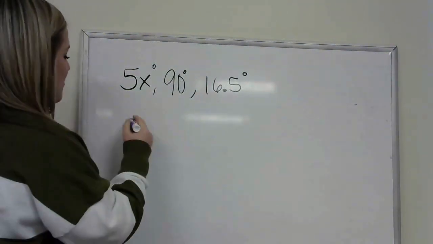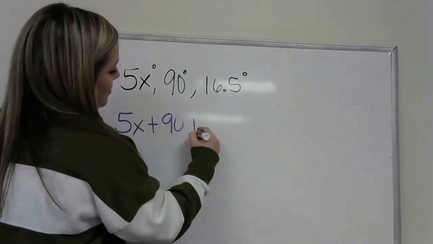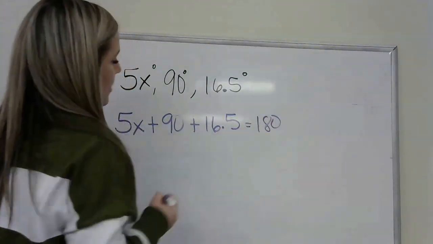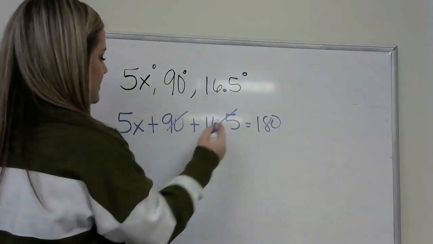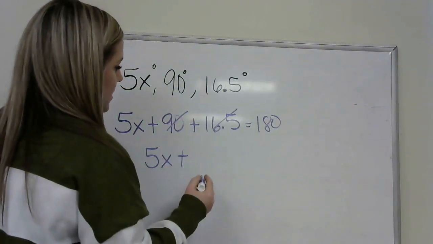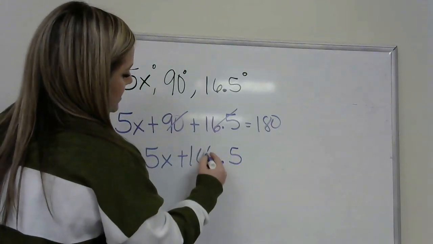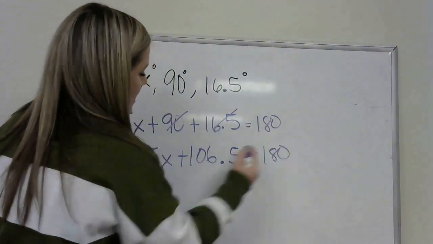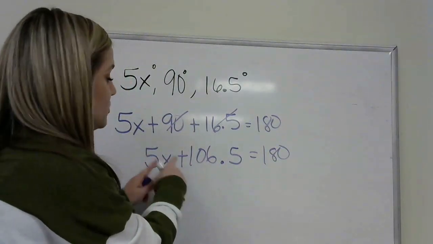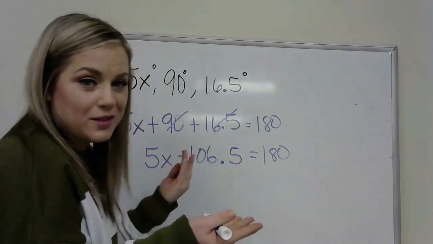Okay, so we have 5x plus 90 plus 16.5 equals 180. Okay, so I'm going to add 90 and 16.5 in my head, and I know it's going to be 106.5 equals 180. All right, now I want to get x by itself, so I'm going to get rid of my distant relative first, which is 106.5, because we don't care if we hurt their feelings. We don't really see them.